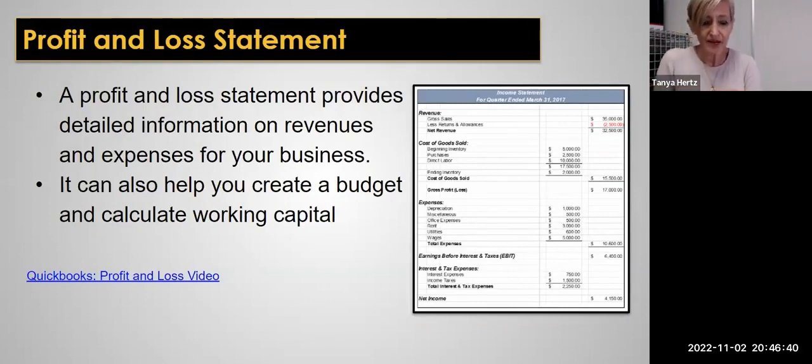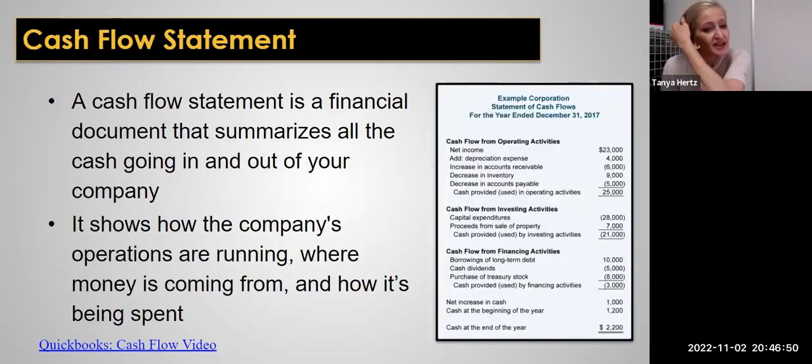So P&L provides detailed information on revenues and expenses, like we said. You can use your P&L to create your budget and to calculate how much working capital you actually have. Cash flow statements, again, are different than the other statements, and you do need to keep track of your cash. It's not the same as your revenue. It's not the same as expenses. Cash is the actual true cash that you have available to you.